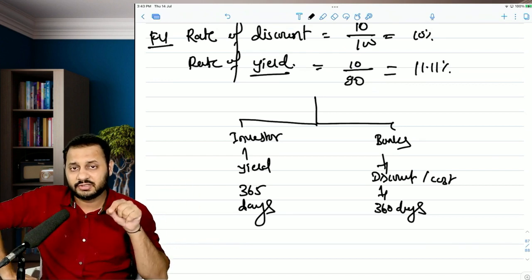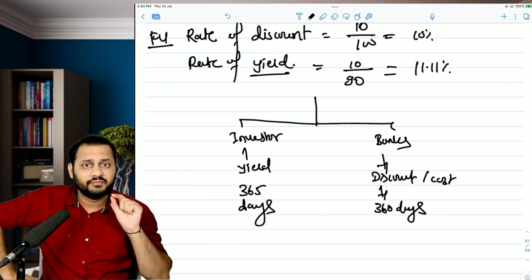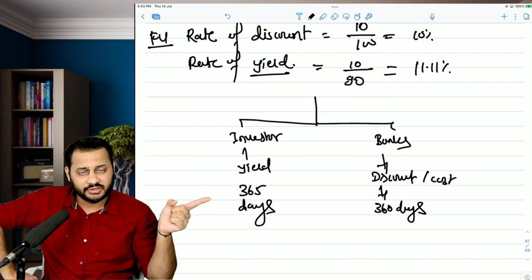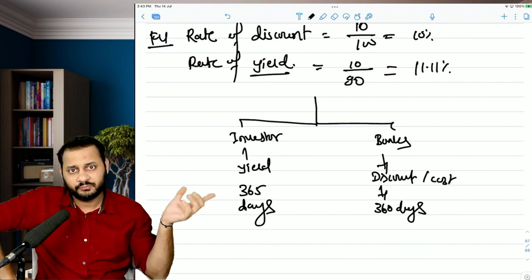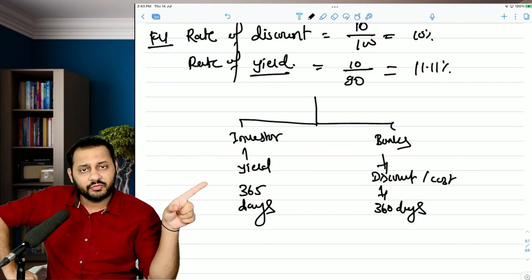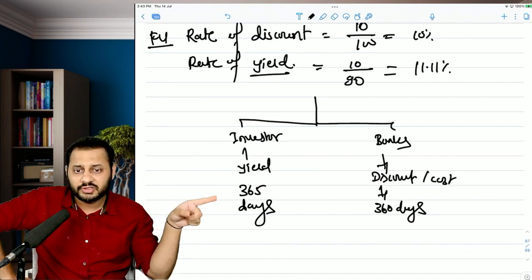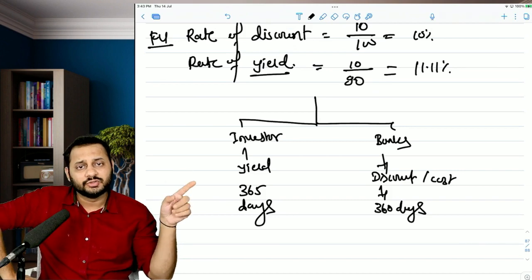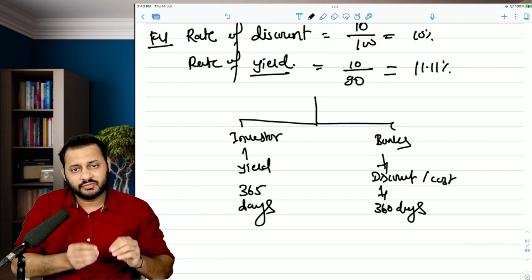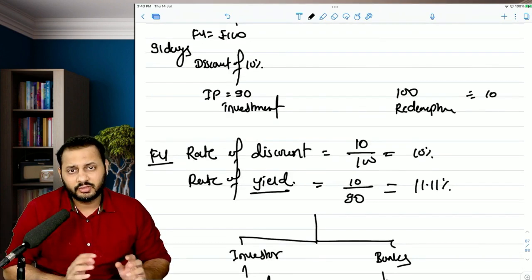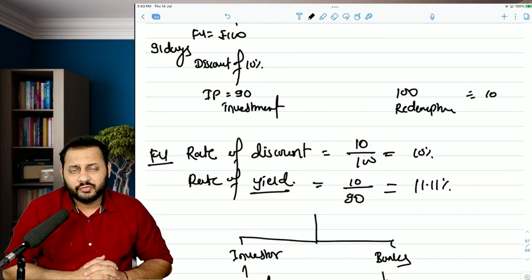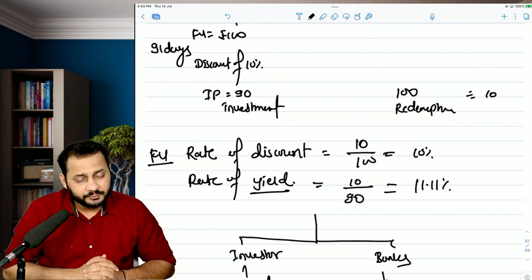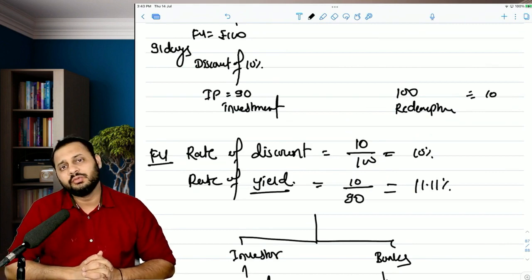Understand, the last thing is very important. If it is not specifically given in the question, then you can use 365 days or 360 days. More specifically, if you are calculating something from the angle of the investor, use 365 days, and from the bank's angle, use 360 days. Okay, there was something that I wanted to tell you before taking the question. There are a few more things that we need to learn in order to solve the question.